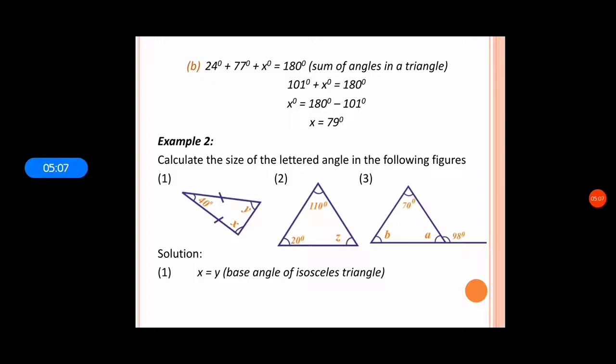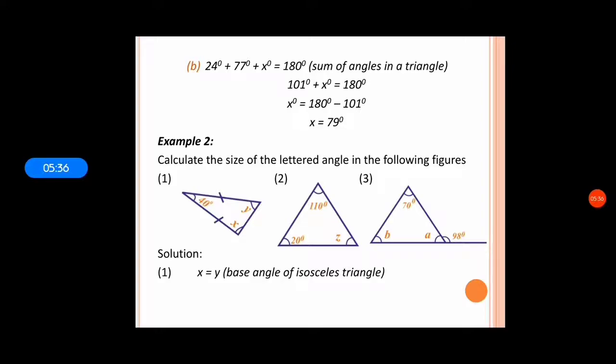Example 2. Calculate the size of the lettered angle in the following figures. We have 3 questions here. 1 where we have 40 degree, X and Y. 2 where we have 110 degree, 20 degree and Z. Then the third one where we have 70 degree, B and A. So we also have 98 degree. So let's solve them one after the other.